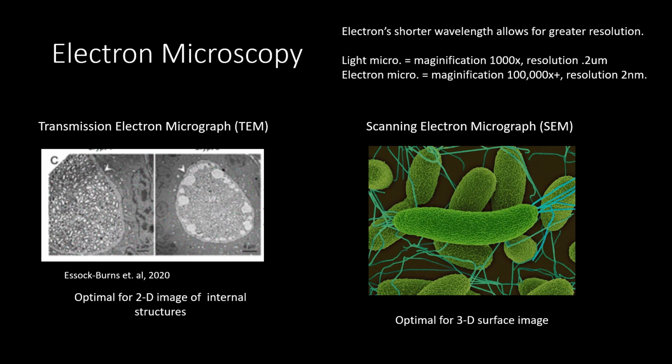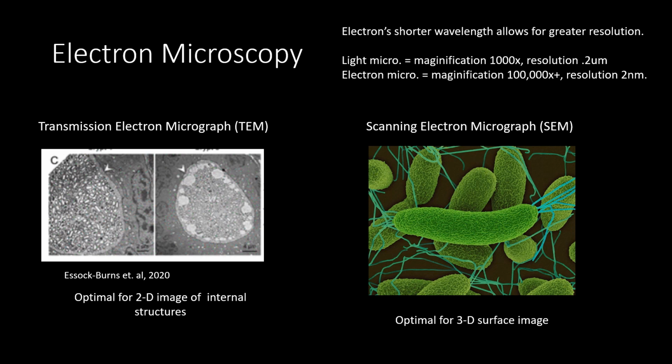wavelengths than light. TEM, or transmission electron micrograph, is optimal only for 2D imaging of internal structures, nothing external. Unfortunately, the process of preparing the thin slices of cells kills them, but the amount of detail is worth it. On the left, the light organ crypts show the proximity of Vibrio fischeri cells to host microvilli.